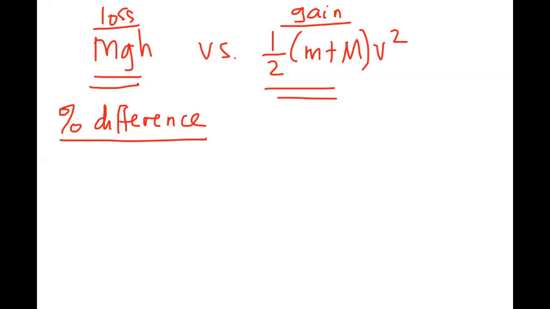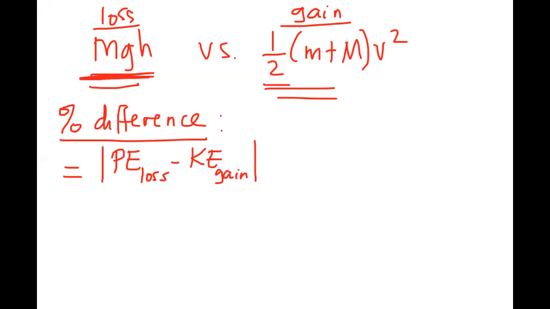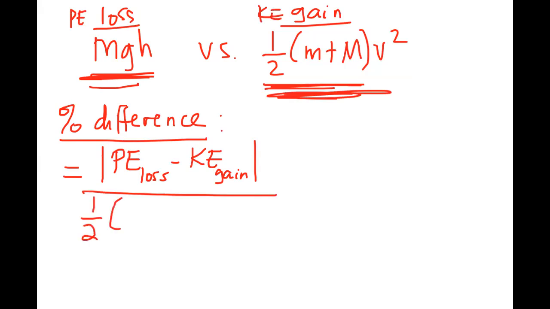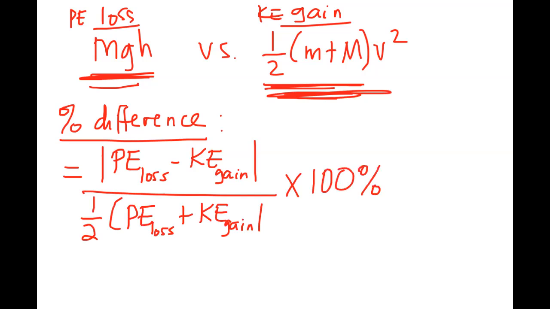You will calculate percentage difference to see how close the loss in potential energy is equal to the gain in kinetic energy. So percentage difference will be calculated as the absolute difference of potential energy loss minus kinetic energy gain. This is the loss in potential energy, this is the gain in kinetic energy. Then you divide by the average of the two, so the average will be 1/2 (potential energy loss plus kinetic energy gain). Then you multiply by 100%. So the result here will be percentage difference. If potential energy loss is close to kinetic energy gain, we are hoping to get a smaller percentage difference. A percentage difference of about 10 or less is good.